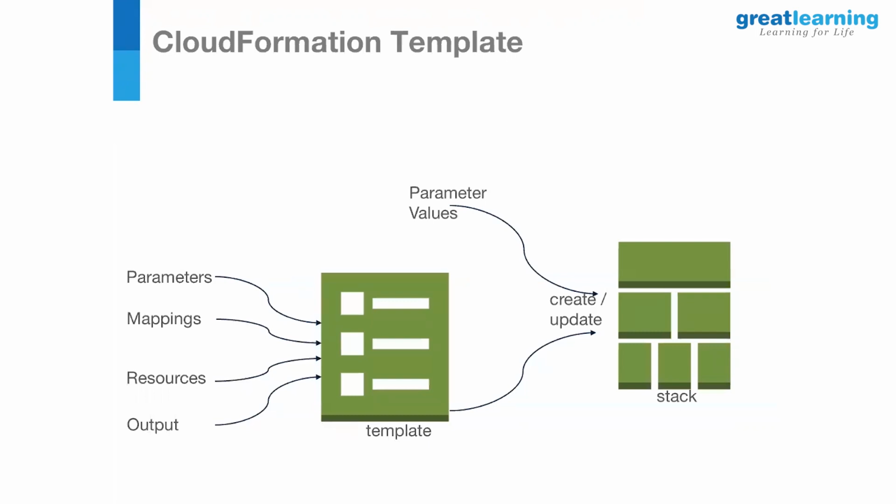And in the resource section, you define what resource you wanted to create and configure. The output section can have things like returning the public IP address of the instance that you create, so it will be used later. So this forms the template, and when you pass the parameter values to this template, you would create a stack. Stack is nothing but a collection of resources.